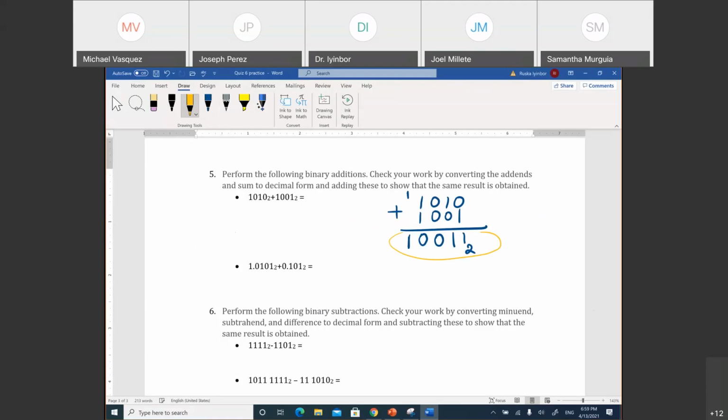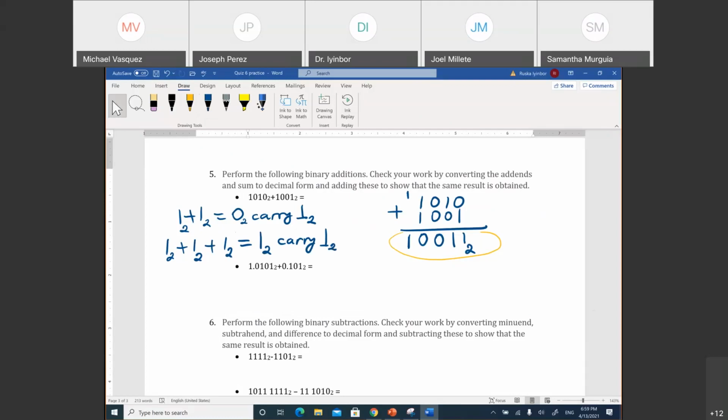So now when you add, I'm going to just write the rules here. When you add 1 plus 1 binary, the answer is 0 and you carry 1. When you have 3 of those, 1 plus 1 plus 1 binary, the answer is 1 and you carry 1. Okay, so that was the rule. Now let's go ahead and continue with the next one. Okay, and again, when you add or subtract, you can go to decimal and double check it that way.